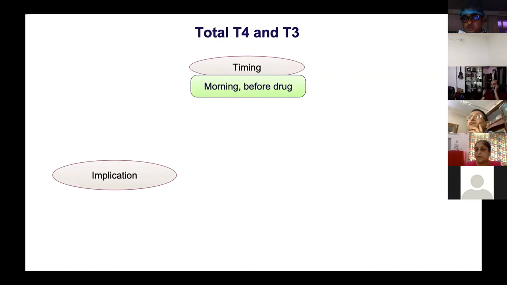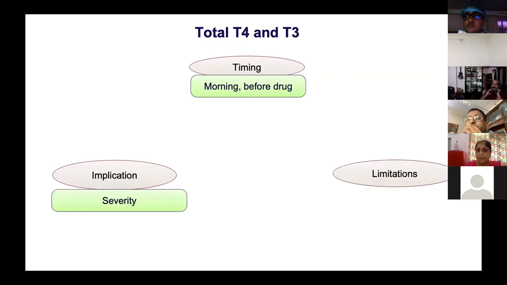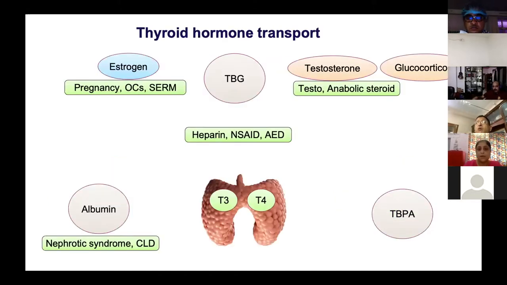The levels can tell you about the severity of thyroid dysfunction. The limitation with total T4 and T3 is that T4 is bound to thyroid binding globulin, a protein which can be affected in a lot of conditions, especially in children who are malnourished or have nephrotic syndrome. So there might be a lot of false interpretation of results if we go for T4 levels. In these situations comes the role of free thyroid hormone estimation, free T3 and free T4, because they are devoid of the effect of thyroid binding globulin. Thyroid binding globulin can be affected in various hormonal disturbances and other conditions, like hyperestrogenemic states such as pregnancy or use of OCPs, where the levels of thyroid binding globulin are high. So the total T4 levels can be falsely high.